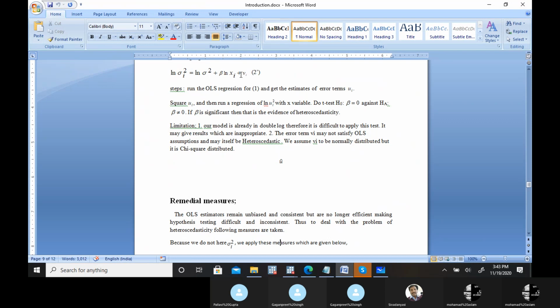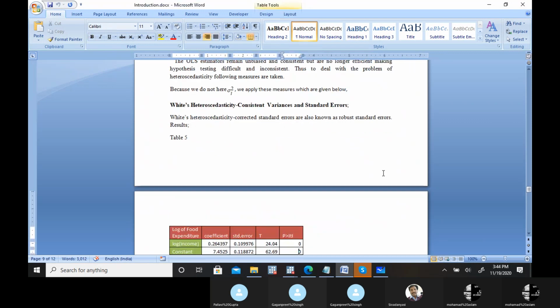If you have more than one x independent variable, then how can you test it? It means you have to test it individually with all the x variables. That may tell you which x is creating a problem. If it's a single x variable, then the remedial measure is easy, but if it's more than one, then it's not easy to get rid of the heteroscedasticity problem. Okay, so these are the detection methods.